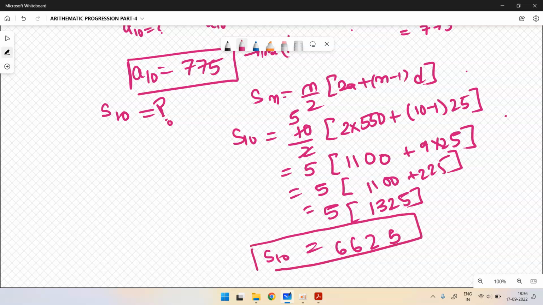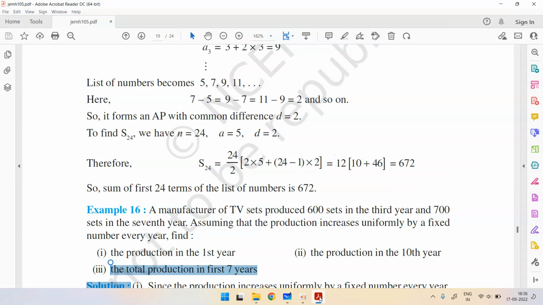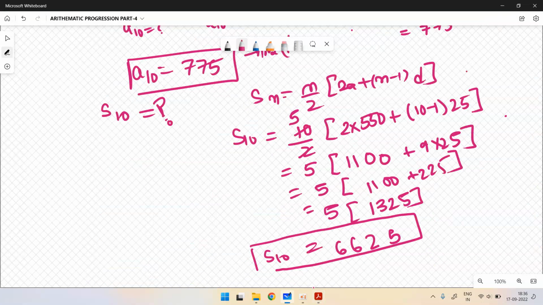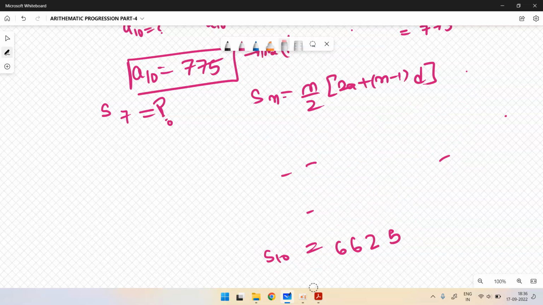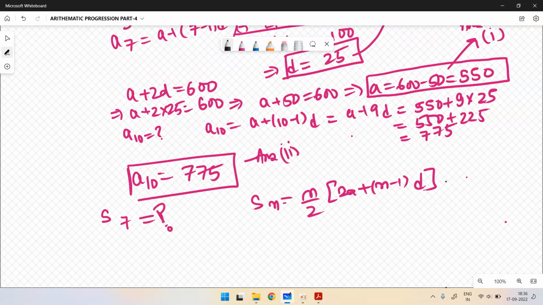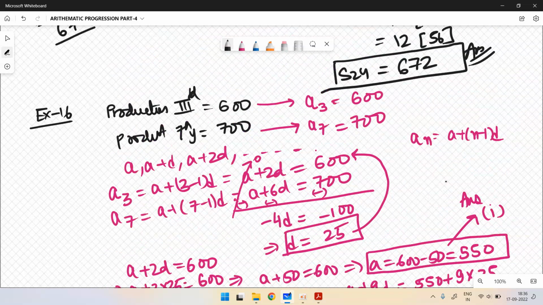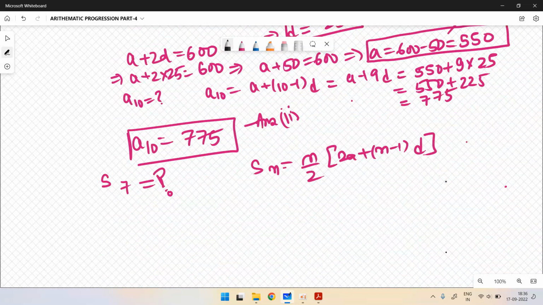So the production up till the 10th year is 6625, but we need up till the 7th year. You will apply the same formula. The production in the 7th year is given to be 700, so you do not even need to apply the earlier approach.